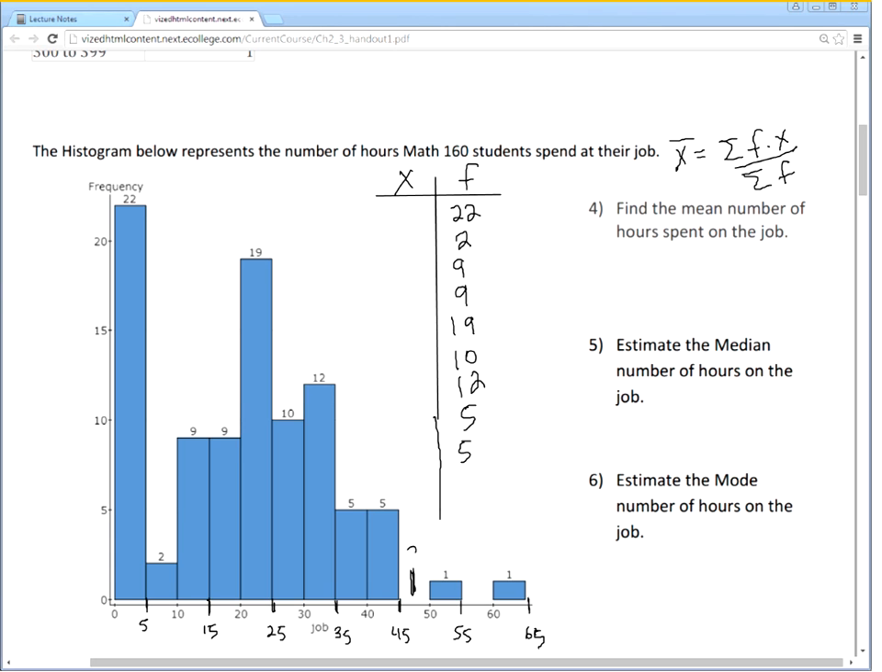Okay, so, oh, what do I put here? There's nothing there. There's no bar there. And there's no bar here either. All right, so I have 0, 1, 0, 1. Okay, so places where there are no bars, you're going to have to put 0.